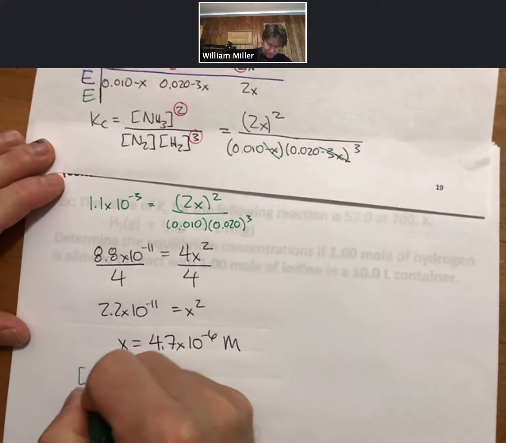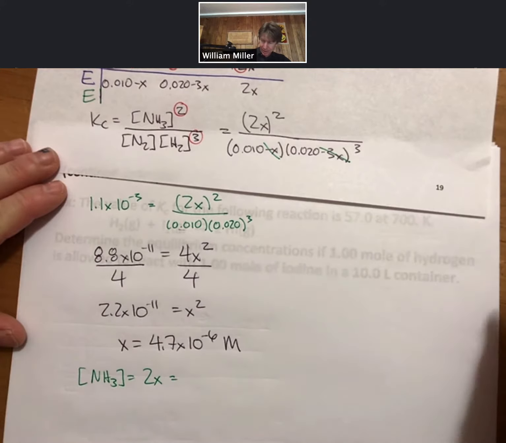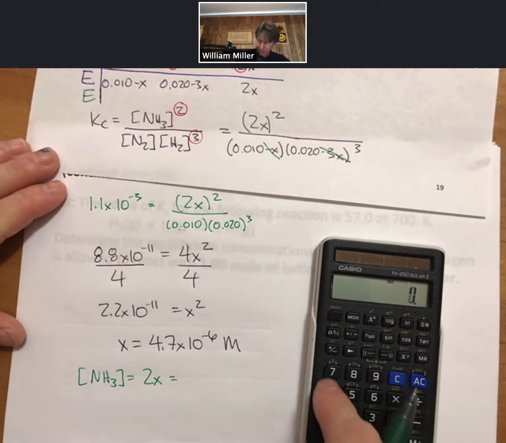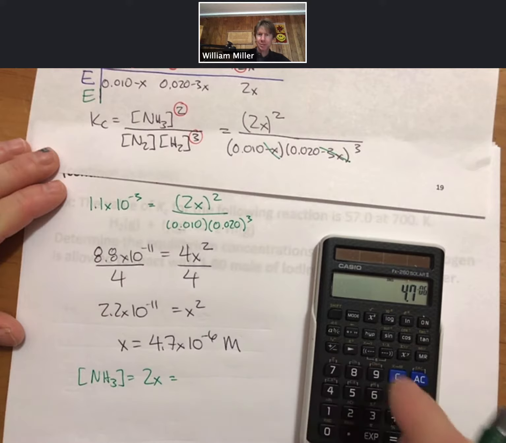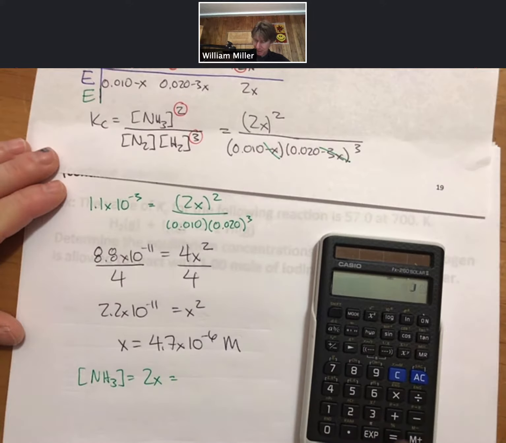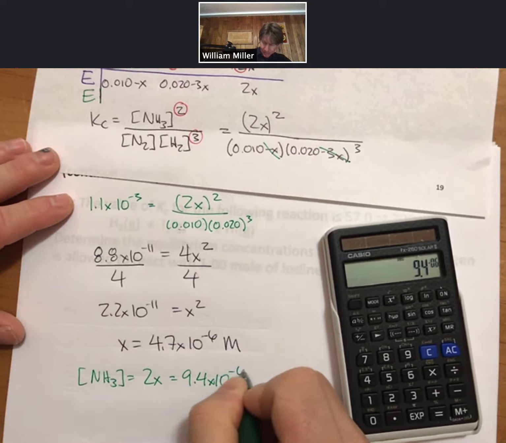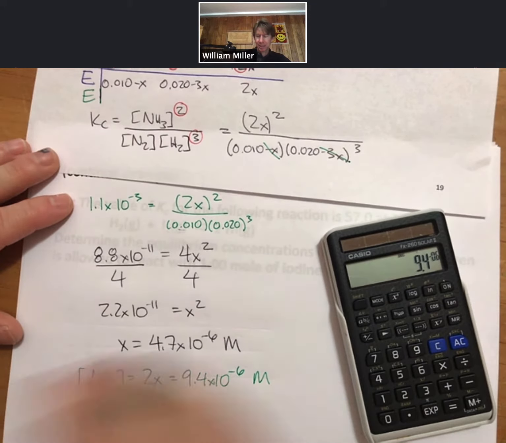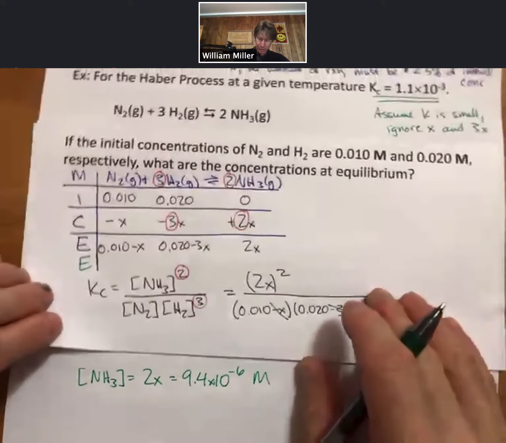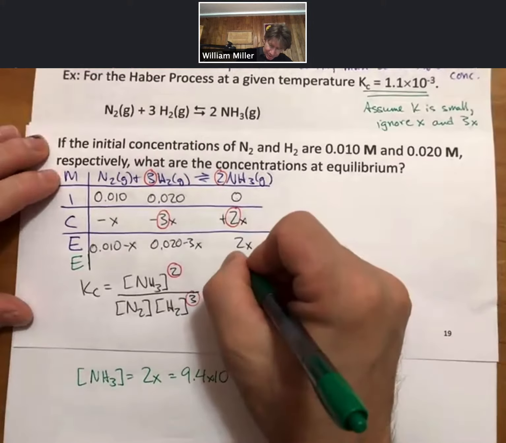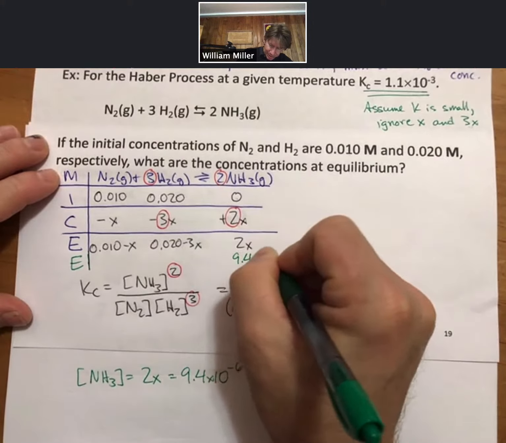However, the concentration of NH3 equals 2x. So we will multiply that 4.7 times 10 to the minus 6 times 2. We get 9.4 times 10 to the minus 6 molarity. And that's what we're going to put up here. So 9.4 times 10 to the minus 6.